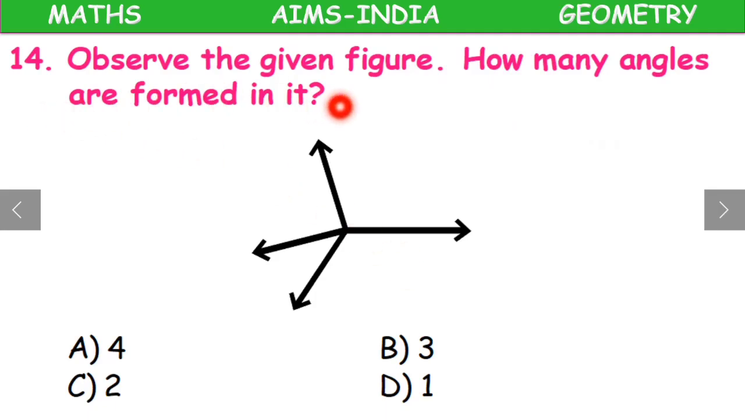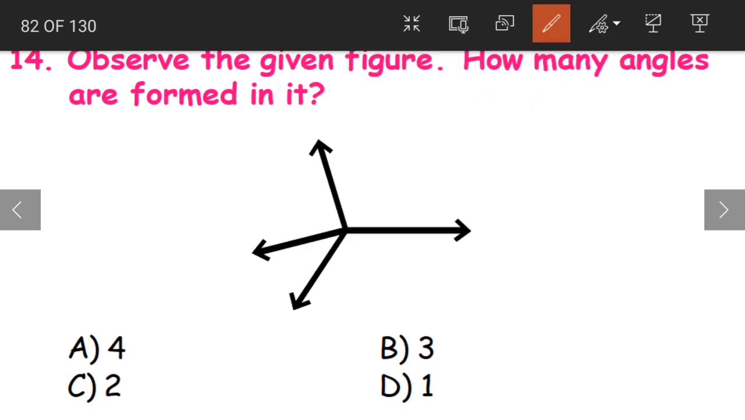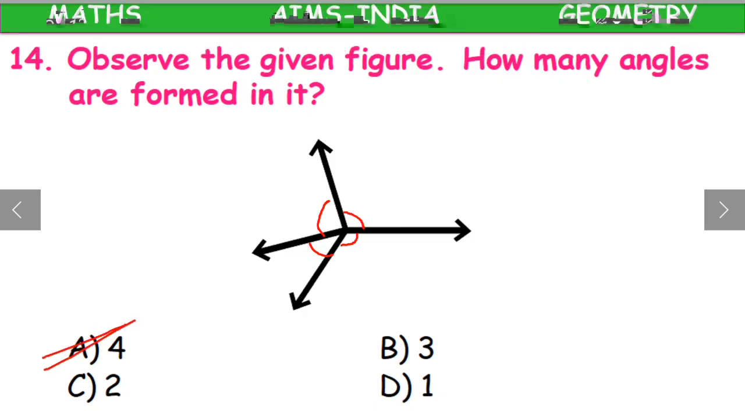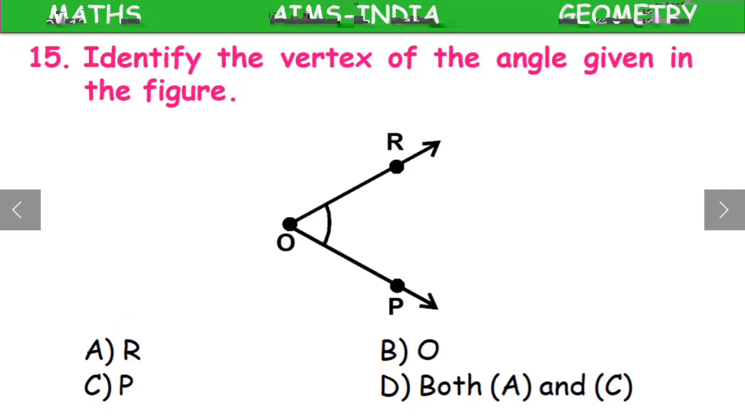Question 14. Observe the given figure. How many angles are formed in it? We have angle 1, angle 2, angle 3 and angle 4. How many angles are formed? 4. So option A, 4 becomes the right answer.